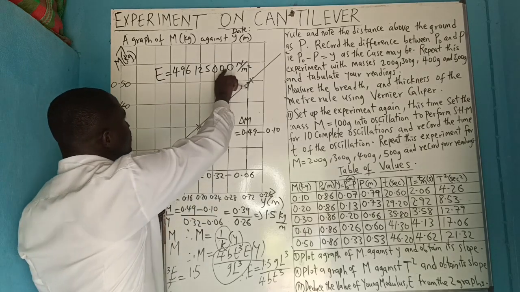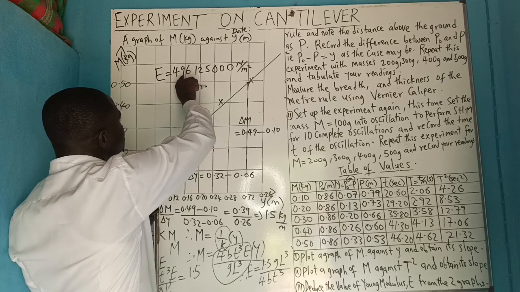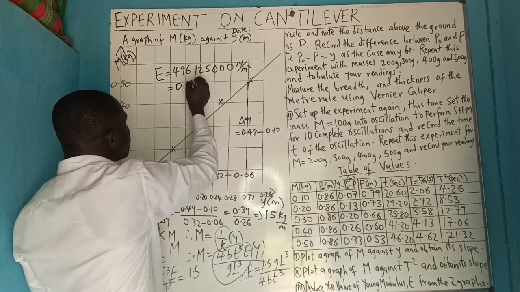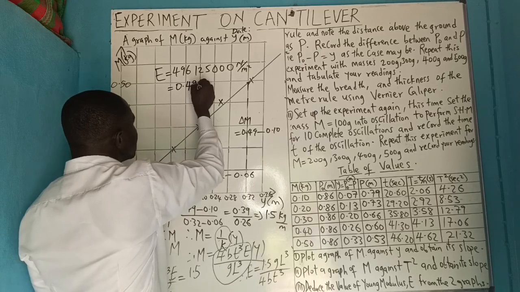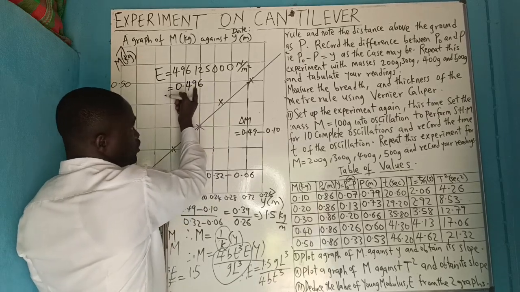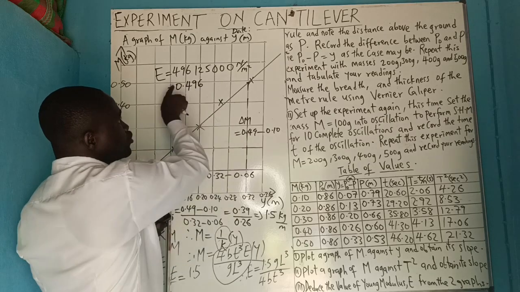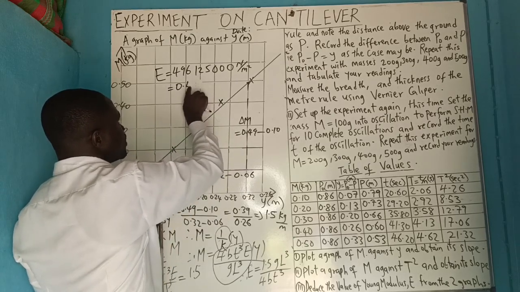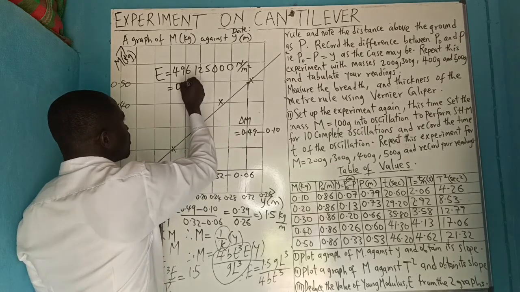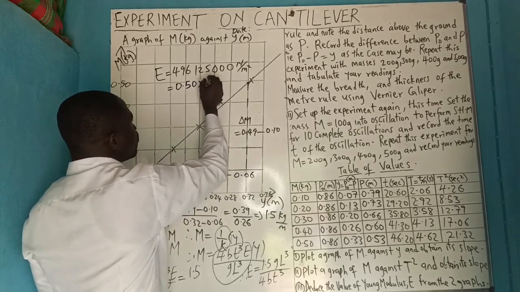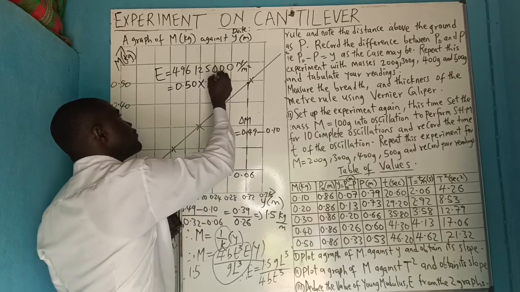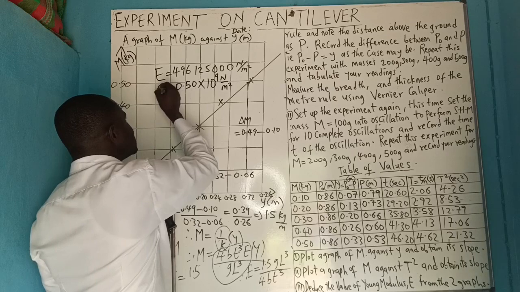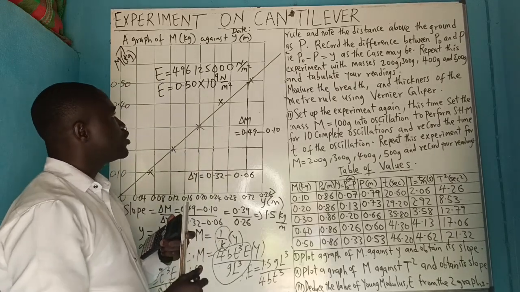496,125,000. So 1, 2, 3, 4, 5, 6, 7, 8, 9. That means it is equivalent to 0.496, or if you approximate it to one decimal place, it will give you 0.50 times 10 raised to the power of 9 Newton per meter square. That is the value of E you have gotten.